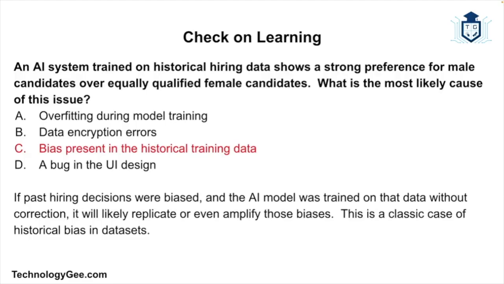And the correct answer is bias is present in the historical training data. So if past hiring decisions were biased and the AI model was trained on that data without correction, it will likely replicate or even amplify those biases. And this is a classic case of historical bias in data sets.